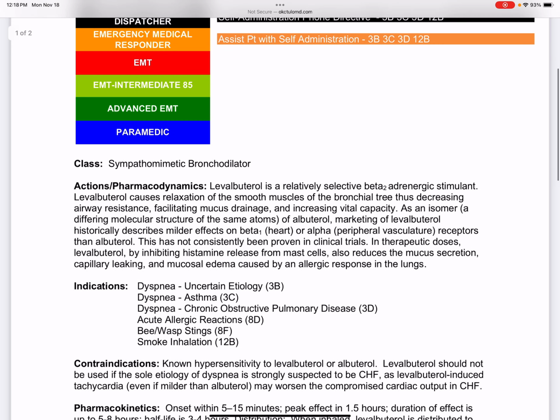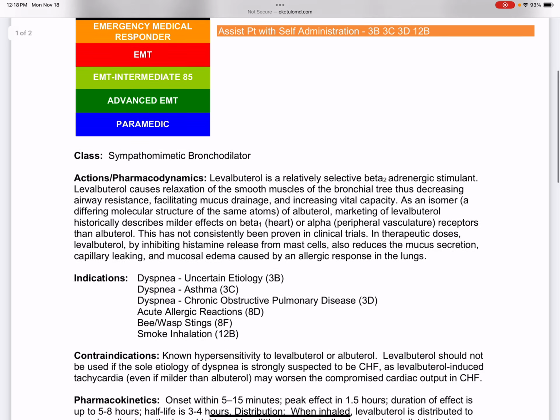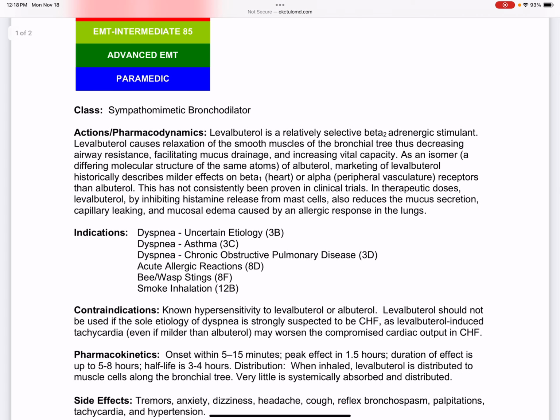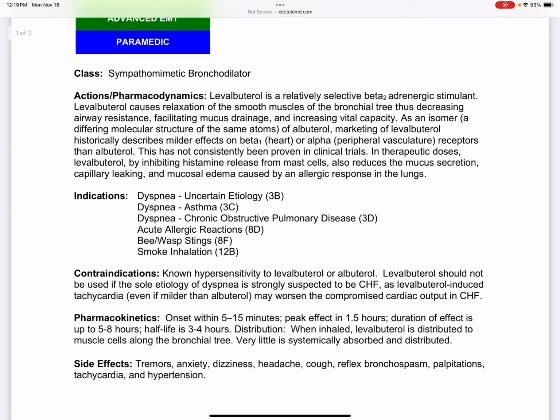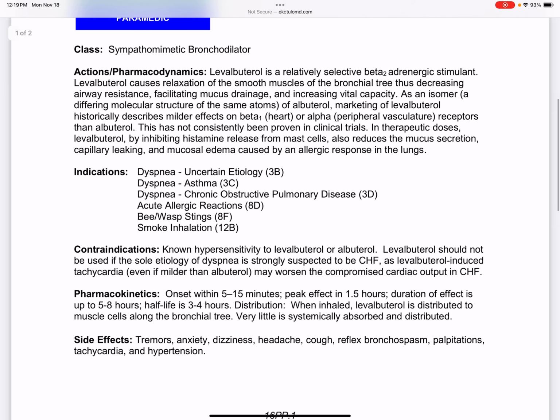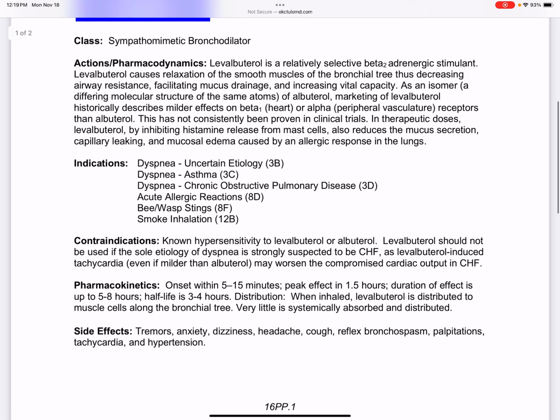So the class is a sympathomimetic bronchodilator. The actions: levalbuterol is a relatively selective beta-2 adrenergic stimulant. Levalbuterol causes relaxation of the smooth muscles of the bronchial tree, thus decreasing airway resistance, facilitating mucus drainage, and increasing vital capacity. I'm not going to read all the actions on every single drug that we go over here, but it's essentially the same thing as albuterol. That's the biggest thing to know.